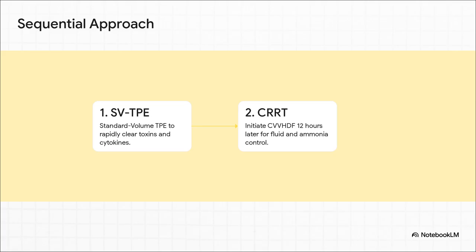Step 1. Run a standard volume TPE to rapidly clear out those large protein-bound toxins and inflammatory cytokines. Step 2. About 12 hours post-TPE, you initiate CRRT, typically CVVHDF, for preemptive ammonia control and fluid management. This sequential flow manages fluid overload meticulously without totally shocking the patient's circulatory system all at once.